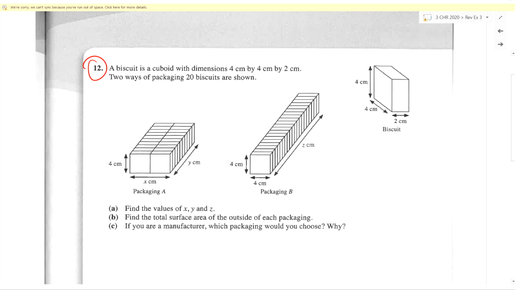So here we have a biscuit. It's a cuboid. This is our biscuit. It measures 4 by 4. Okay, so since the sides are 4 by 4, this is going to be a square. And the thickness of this biscuit is 2 centimeters.